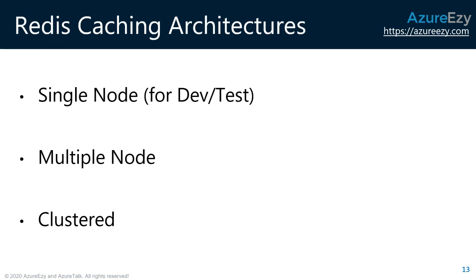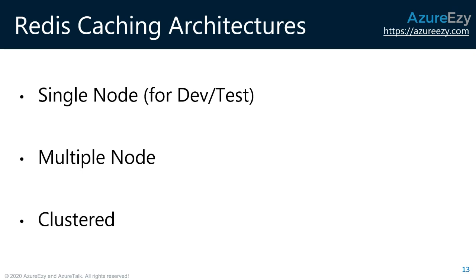You can go for single node. You can go for multiple node. When we go for multiple node, it means it will have replication and failover. In single node, you do not have that benefit, and that is the reason we do not suggest the single node option for a production environment. It is recommended only for dev and test purposes. Then you have clustered, the third one.